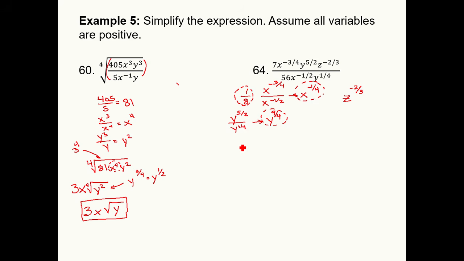Okay, so let's start putting all this together. I've got 1 over 8 times x to the negative 1/4 times y to the 9/4 times z to the negative 2/3. Oh boy, this has quite a bit. I know that anything that has a negative exponent is meaning the reciprocal, so I know this x to the negative 1/4 is really meaning 1 over x to the positive 1/4.